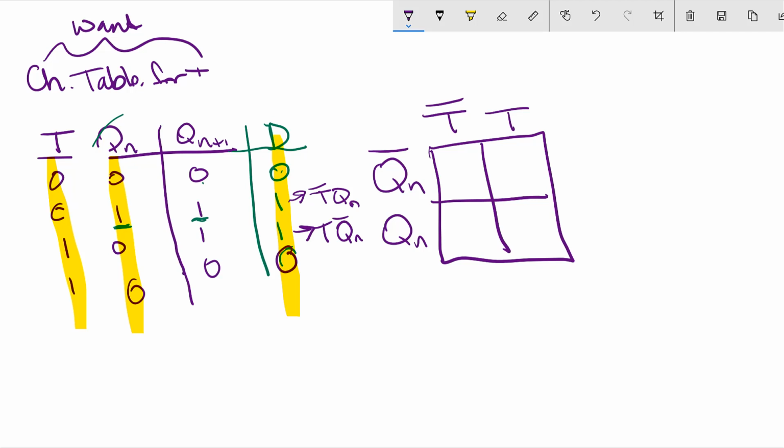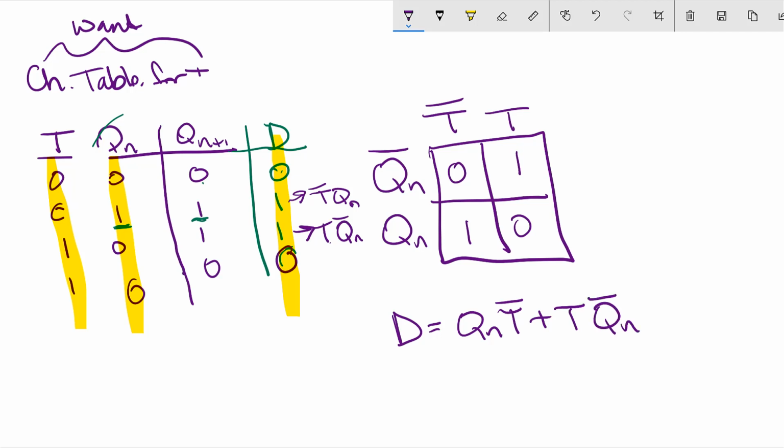So we're going to put a 1 here and a 1 here. Does that work? Did I do it right? Yeah, looks like it. Okay, 0, 0. So these aren't really a pair or anything, so our expression for D is going to just be Qn T naught ORed with T Qn naught. Okay, that's our expression for D.